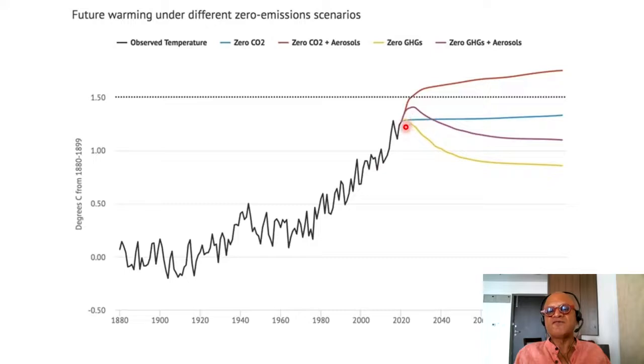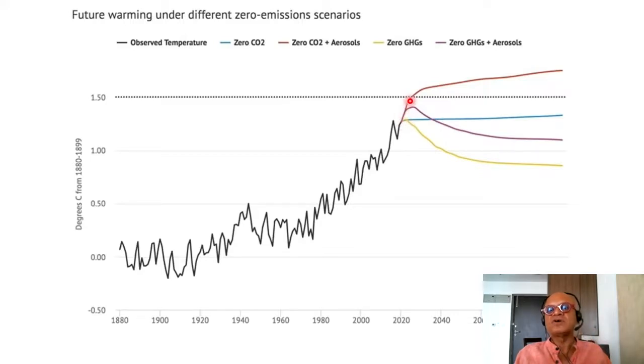Zero CO2, if we zero it out by 2020, which is already late, then we will go into this climate sensitivity and committed warming. So you can see that it will increase by a bit even if we stop the emissions, because cumulative carbon is still there.